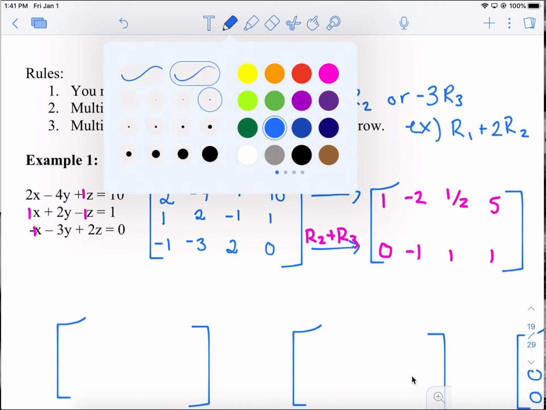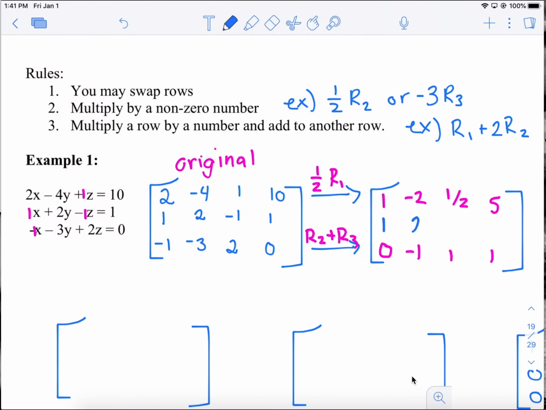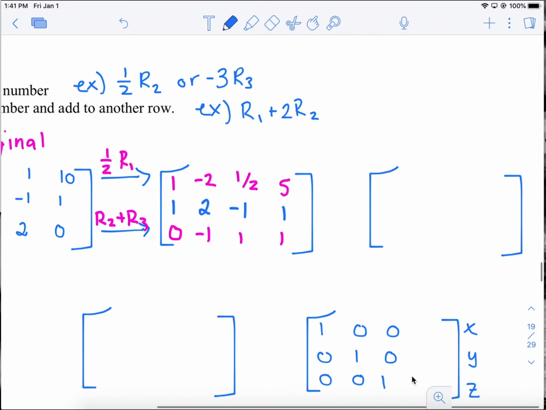I'm going to keep the blue for the rows that I did not change. That way you can see that. And again, you can write as you go, or if you want to listen to the whole thing first and then write, I'm totally fine with that too. Okay? All right. That was our first edit to our matrix. Okay? All right, moving over.